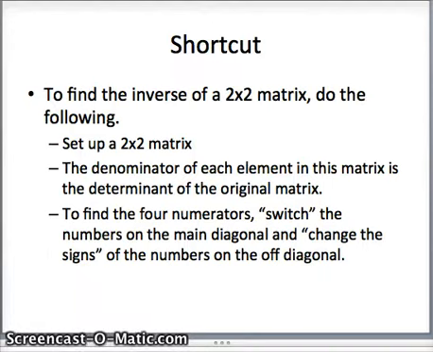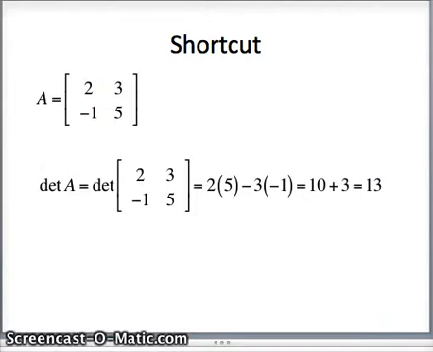To find the inverse of a 2 by 2 matrix, first set it up. And the denominator of each of those 4 elements is the determinant of the original matrix. So we'll go ahead and find a determinant and put that in the denominator. To find the 4 numerators, you switch the numbers on the main diagonal and change the signs of the numbers on the off diagonal. So the main diagonal starts in the upper left. The off diagonal starts in the lower left. So let's take a look at what I mean by that.